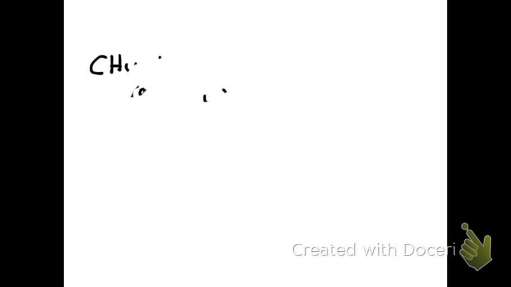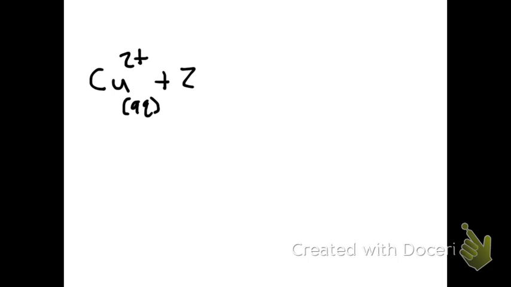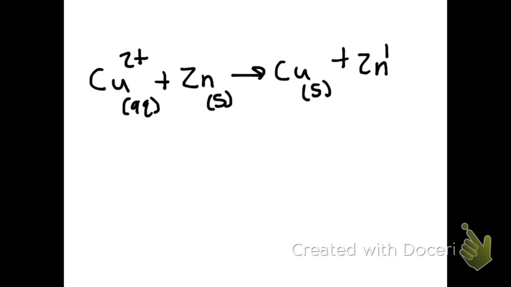Alright, let's take a look at one more example before we go on here. Let's say we have copper 2 ions, aqueous, and it's going to react with solid zinc, and it's going to form solid copper plus zinc ions. Alright, what do you think the delta S for this reaction is going to be as far as the sign? Is it going to become more ordered or more disordered?